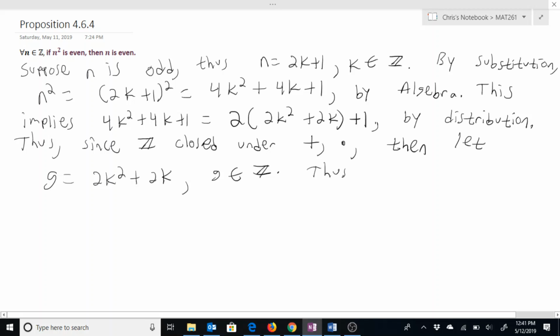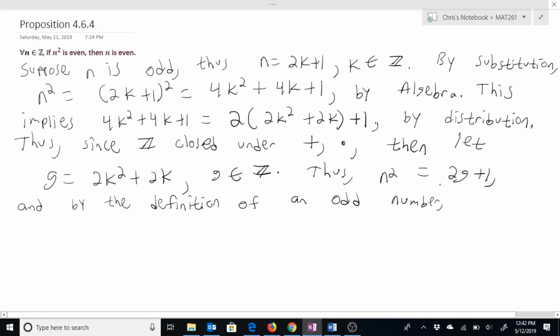Thus, n squared will be equal to 2g plus 1 and by the definition of an odd number, n squared now is odd.